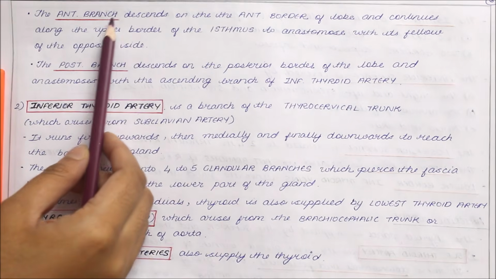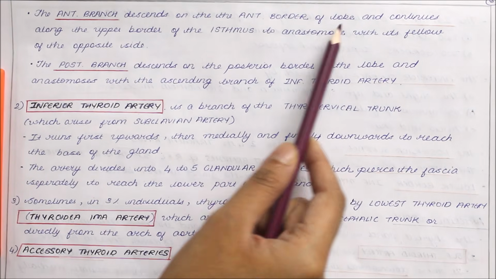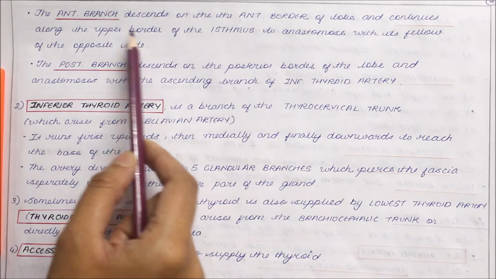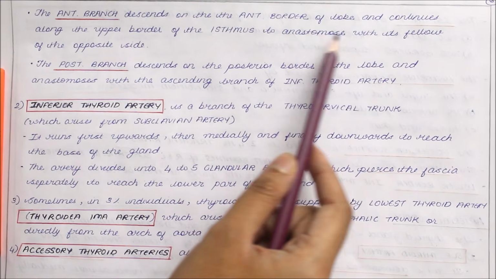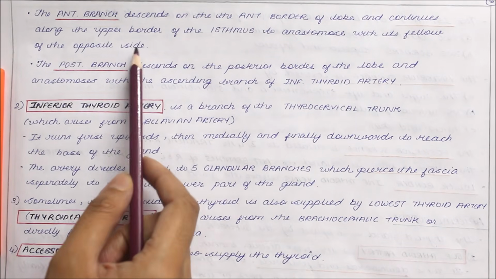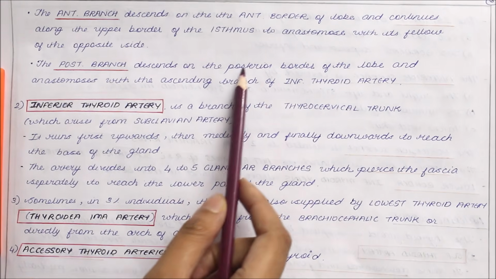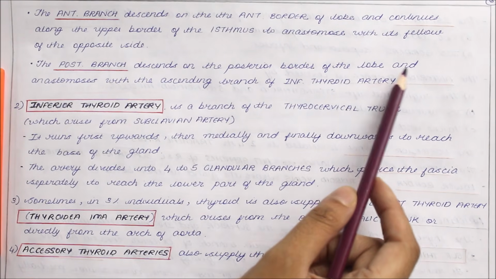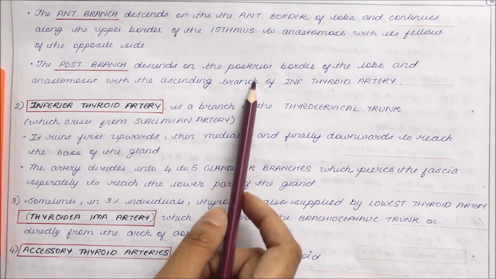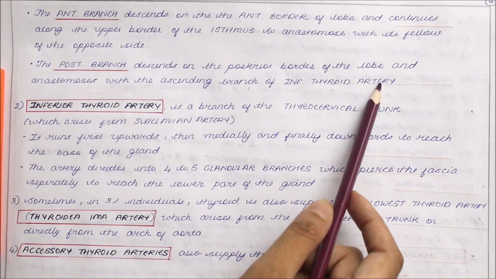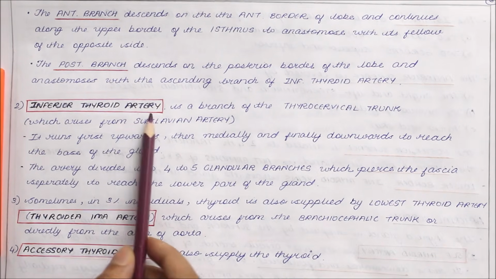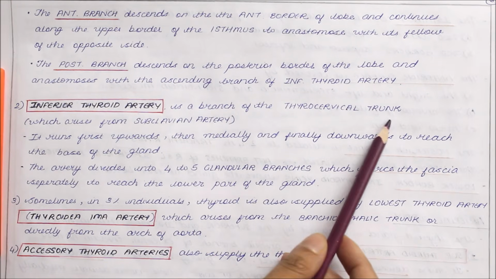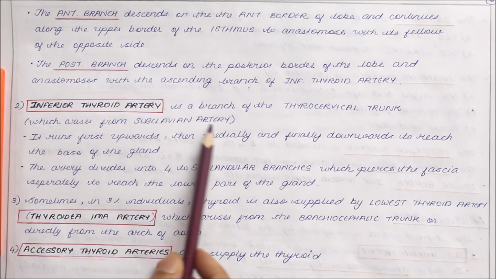The anterior branch descends on the anterior border of the lobe and continues along the upper border of the isthmus to anastomose with its fellow on the opposite side. The posterior branch descends on the posterior border of the lobe and anastomoses with the ascending branch of inferior thyroid artery. The inferior thyroid artery is a branch of the thyrocervical trunk which arises from the subclavian artery.